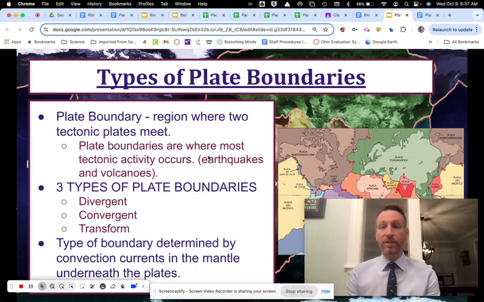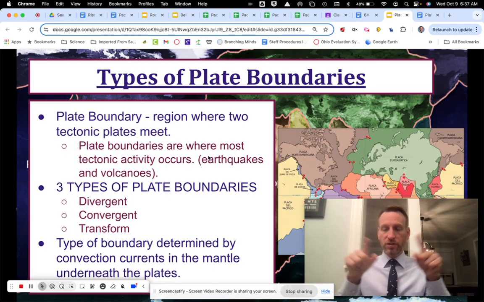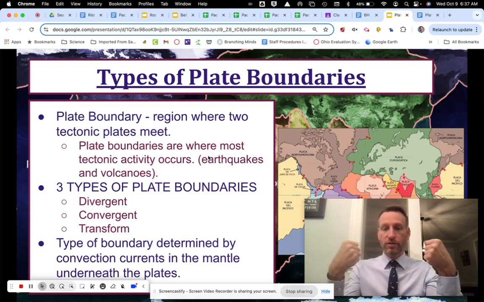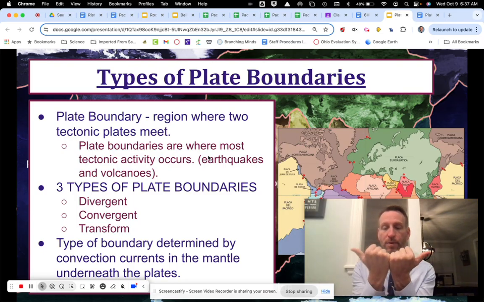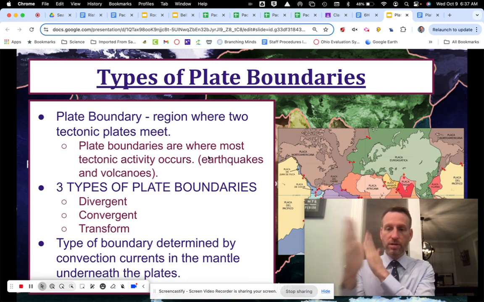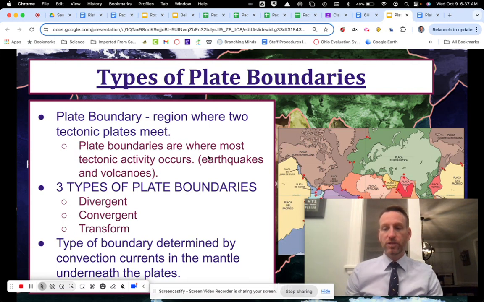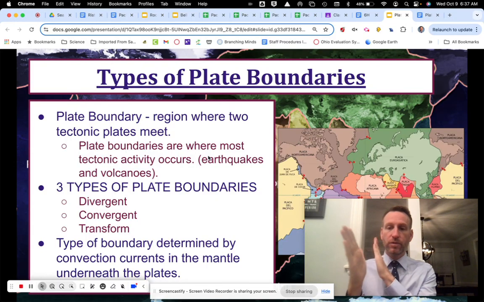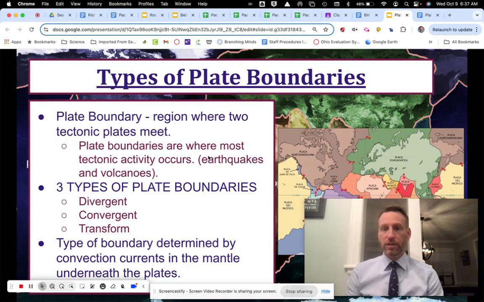We started talking about convection currents. We did the Rice Lab, right? And so those spinning convection currents are either going to pull plates closer together for convergent, pull them apart for divergent, or have them slide past each other for transform. So it's convergent, divergent, transform. All right? And it's all determined because of the convection currents and the direction that they're moving the plate relative to the other plates.